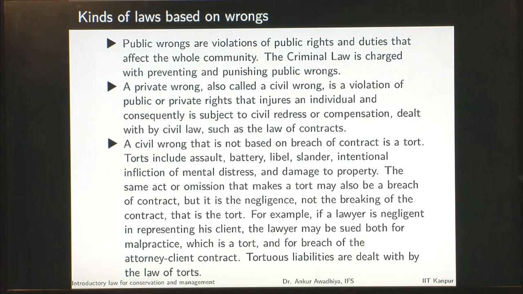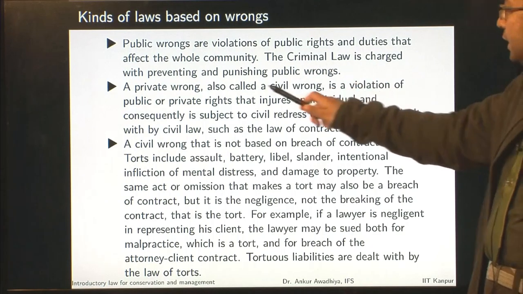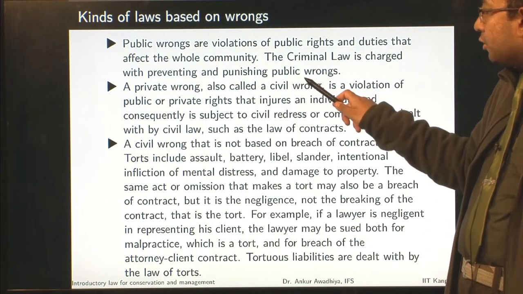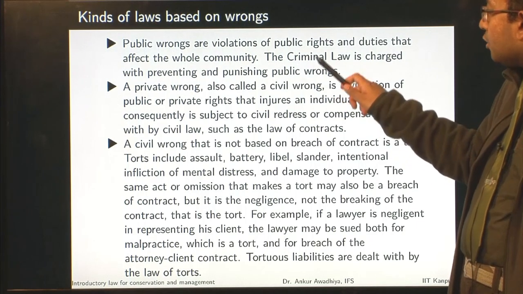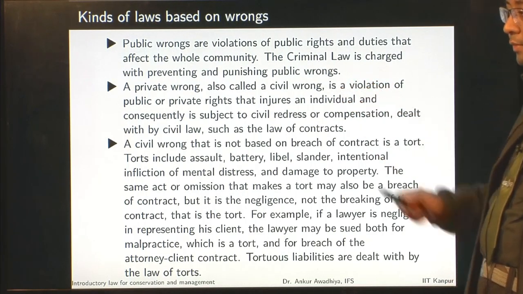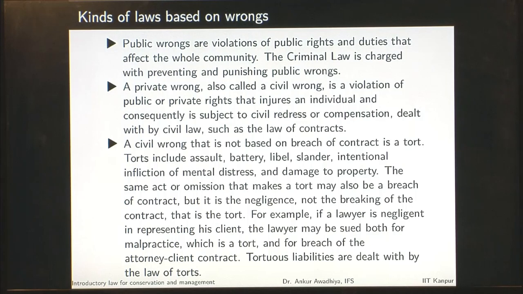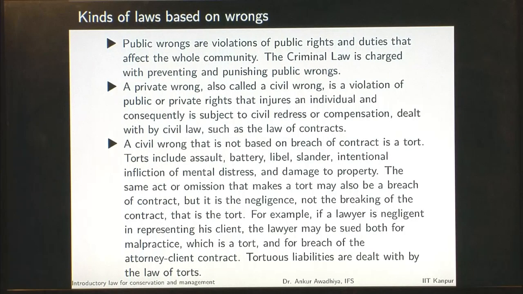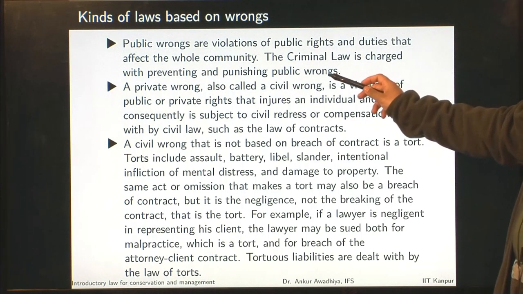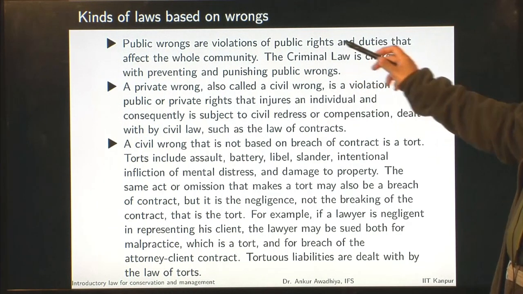So, if you have a set of laws that is trying to prevent and punish the public wrongs, then that law is a criminal law. Because when we talk about crimes, crimes are offenses against the whole society. It's not just an offense against a person, it is something that is abhorrent to the whole society. So that is criminal law. So criminal law deals with public wrongs or public rights or public duties.